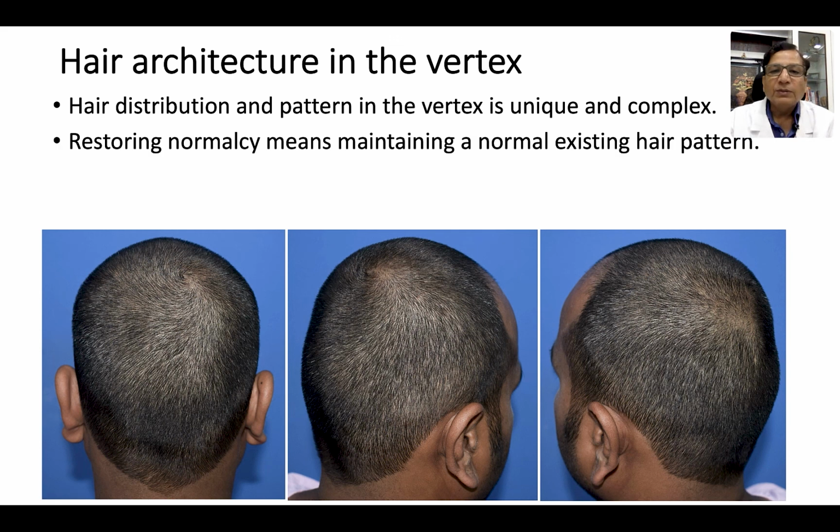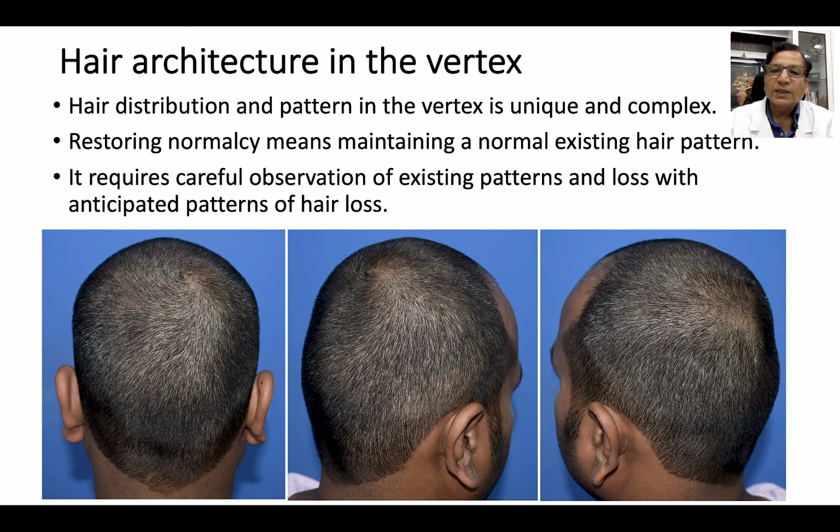Restoring normalcy means maintaining a normal existing hair pattern. It requires careful observation of the existing patterns and anticipated patterns of the hair loss.